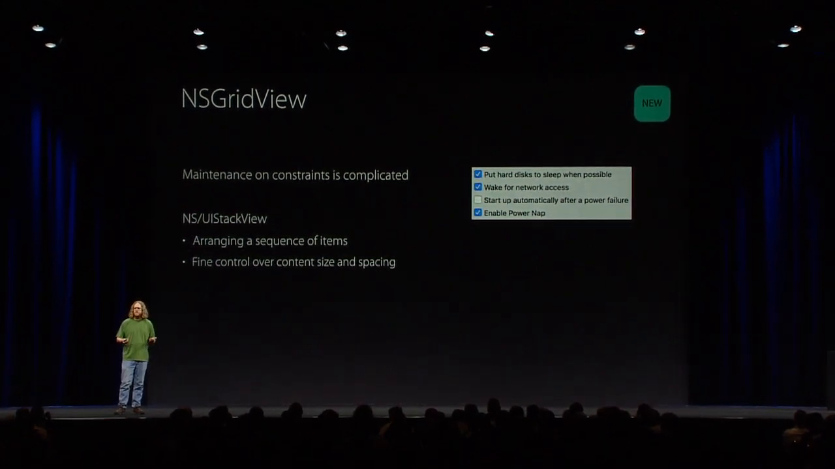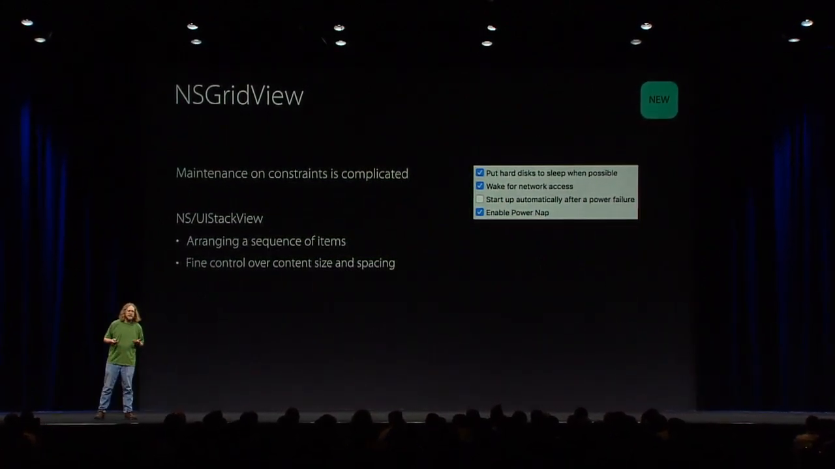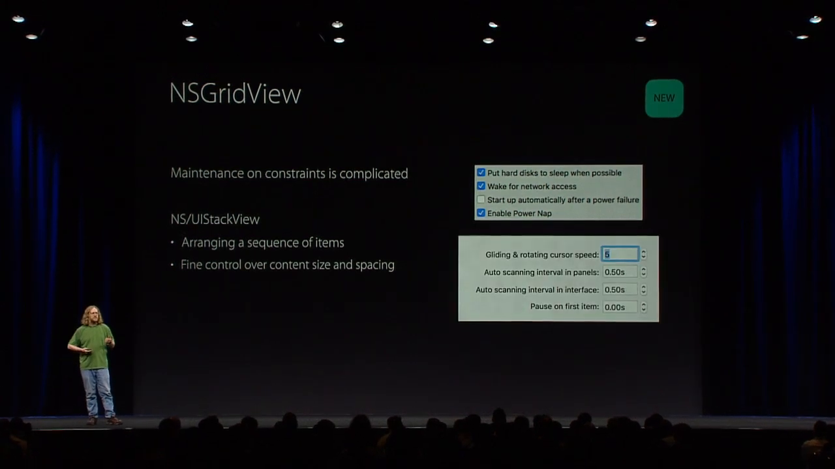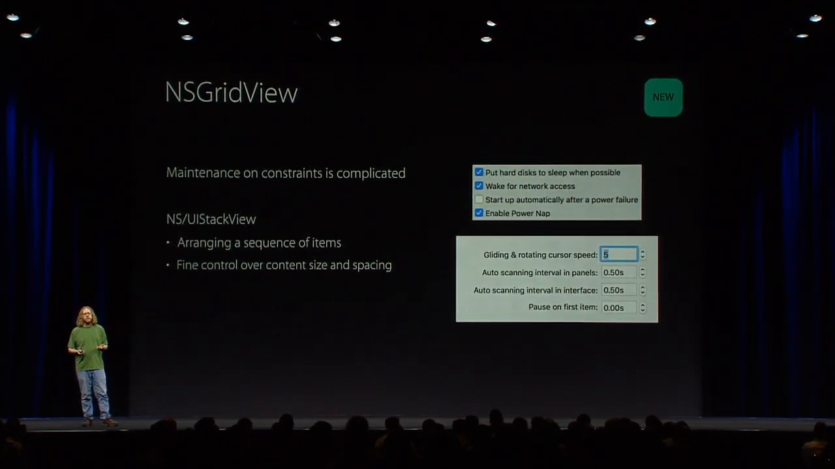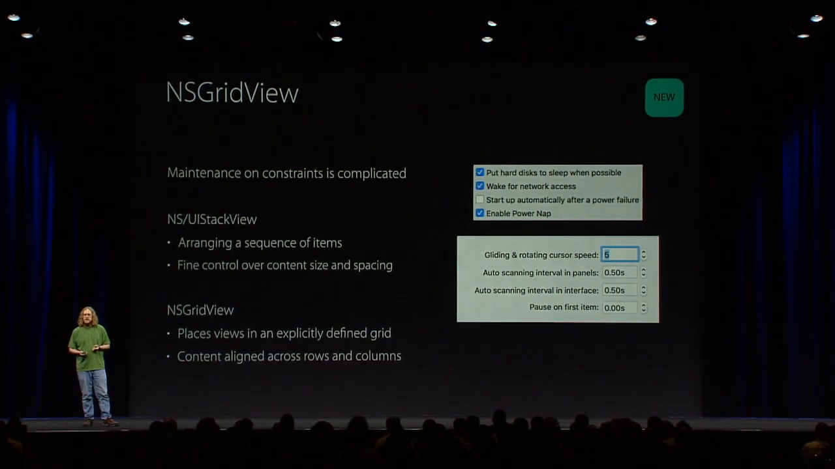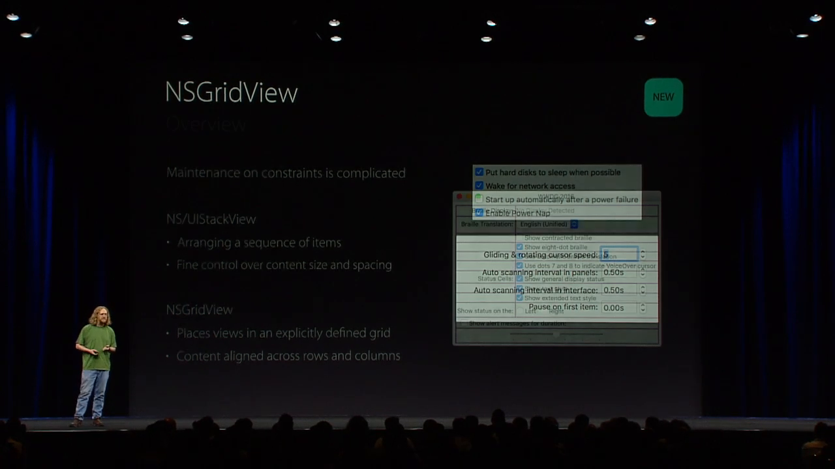But there are some kinds of layout that can still be difficult to achieve, like this, for example. You can build this with stacks, but NSStackView isn't going to help you align the content across both the rows and the columns. So that's why we built NSGridView. It makes it easy to put the content into an explicitly defined grid, and it'll take care of alignment for you across both axes. So let's have a closer look.